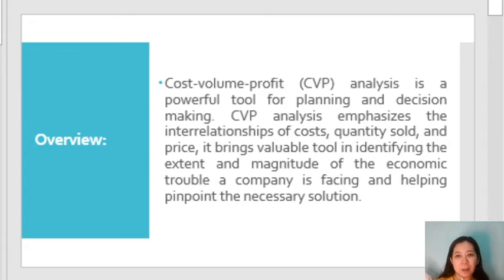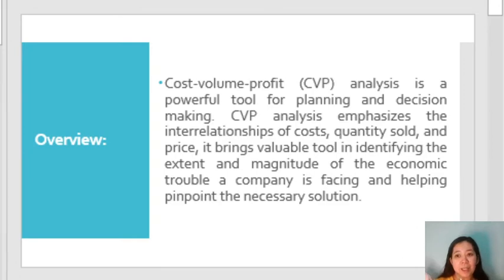Here we will analyze the cost, the volume, and profit relationships. This analysis is used as a powerful tool for planning and decision making. The result of the analysis will emphasize the interrelationships of the variables that we have mentioned: the costs, the quantity sold, and the price.